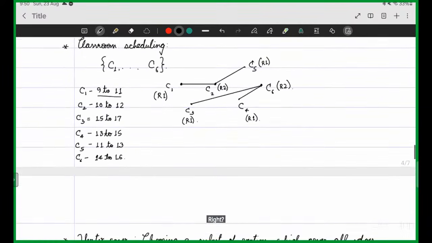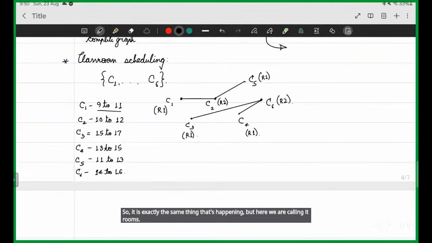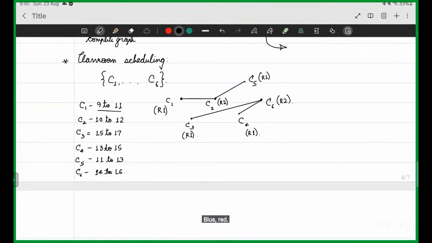So it is exactly the same thing that's happening, but here we are calling it rooms. So this graph is 2-colorable. Instead of calling it rooms, if I said determine the number of colors required, would you not say blue, red, blue, blue, red, blue? We would say the same thing, right? It's just a matter of language. And this is why classroom scheduling also falls under a matching problem. Is that clear? Yeah.